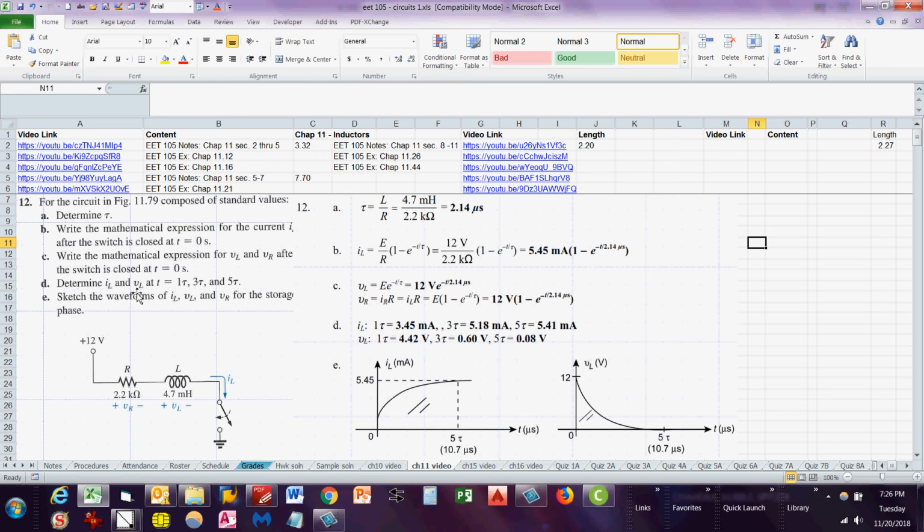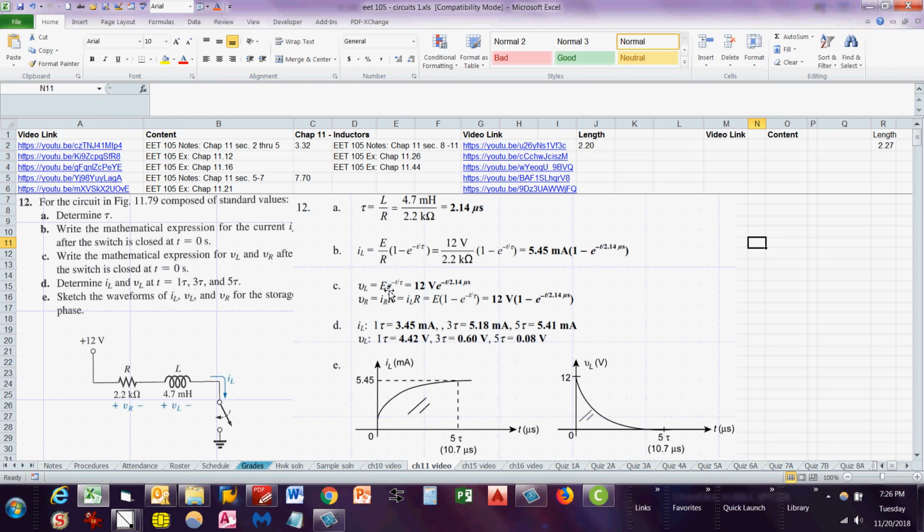Determine I sub L and V sub L at time equal 1 tau, 3 tau, 5 tau. So for little t, it doesn't show it here, but you'd have to put in 1 tau in here. So the taus would cancel. This would be E to the minus 1 for this, and then E to the minus 3 for this, and E to the minus 5 for this. And the same thing goes for the voltage.